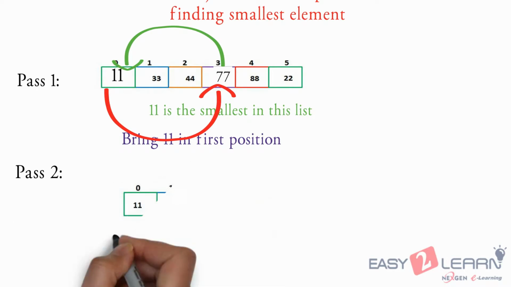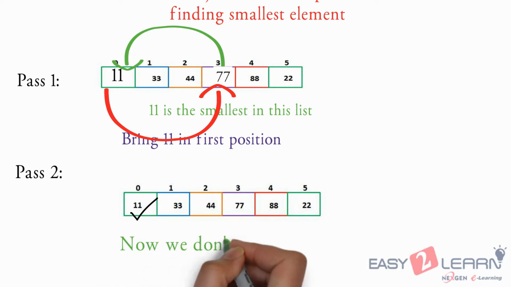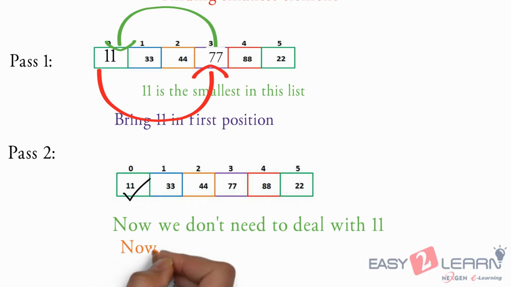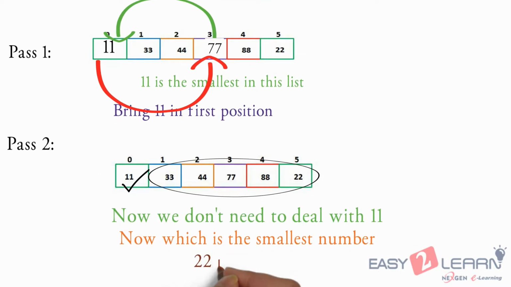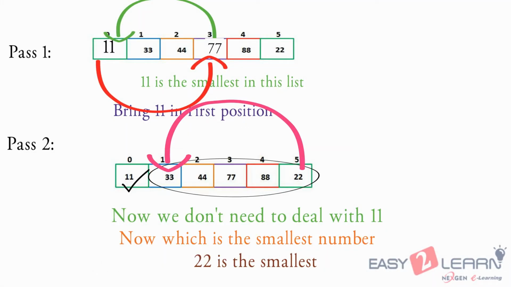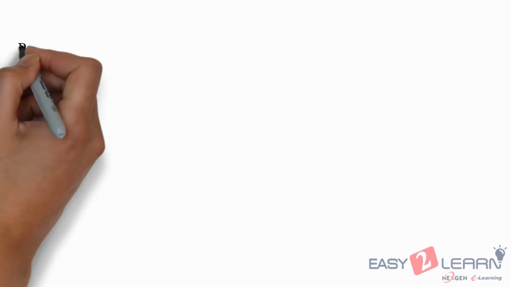Now after replacing, we are left out with the remaining elements. So among the remaining elements, which is the smallest? Yes, you are correct. 22 is the smallest element. So the same thing once again, I'll replace 22 with 33 and 33 with 22. That's the end of pass 2.